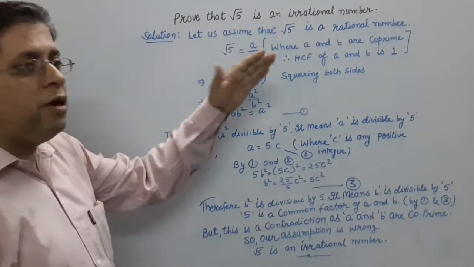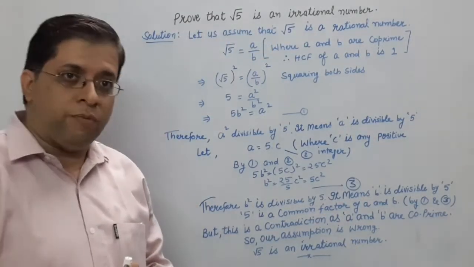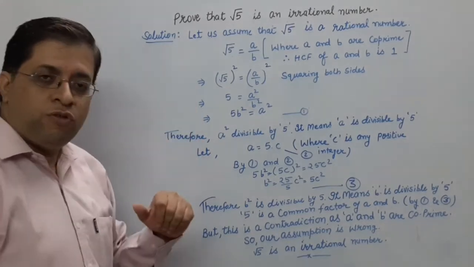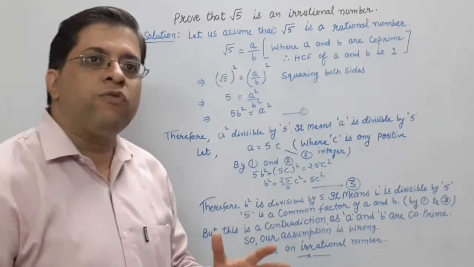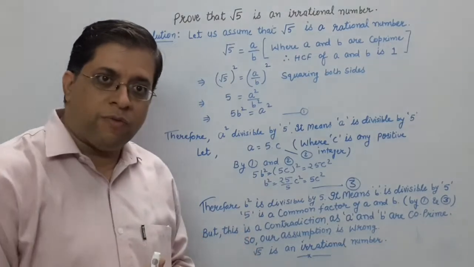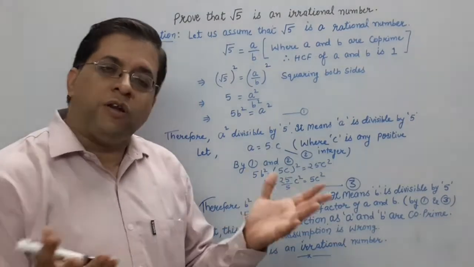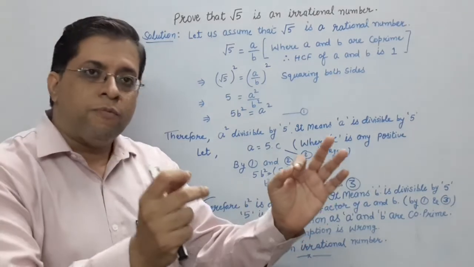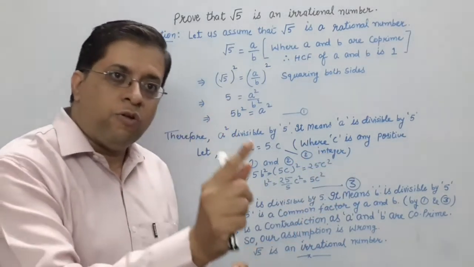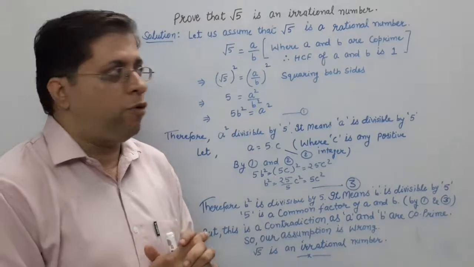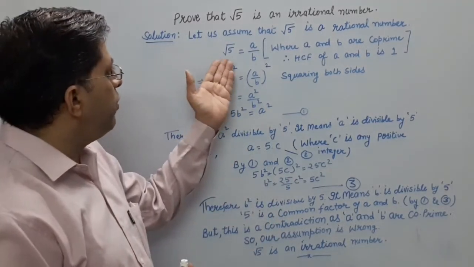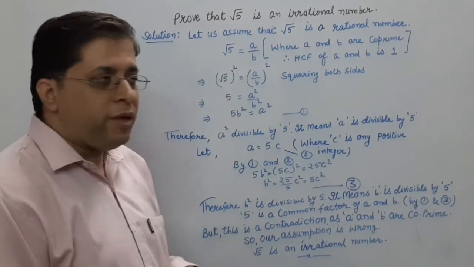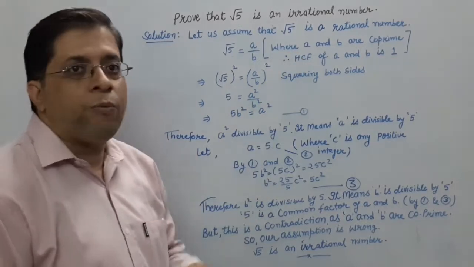Prove that root 5 is an irrational number. Let us assume that root 5 is a rational number. What do we mean by a rational number? A number which can be represented in p upon q form, that is, numerator upon denominator form. See here, root 5 is equal to a upon b, where a and b are co-prime.